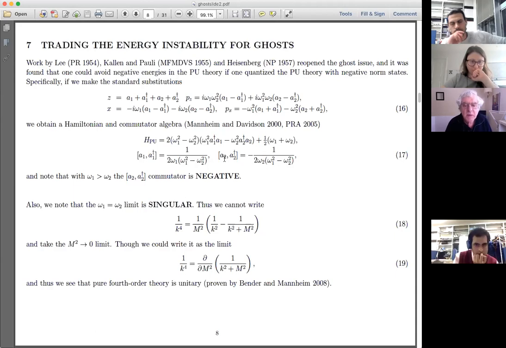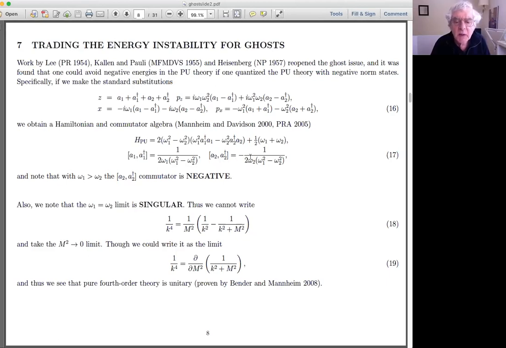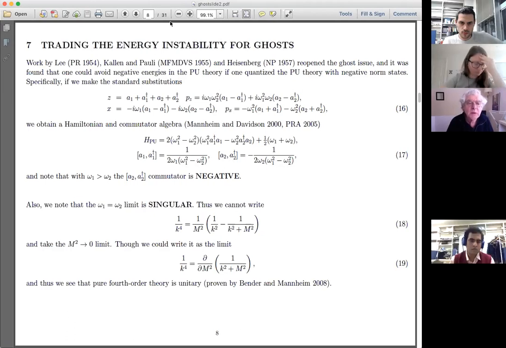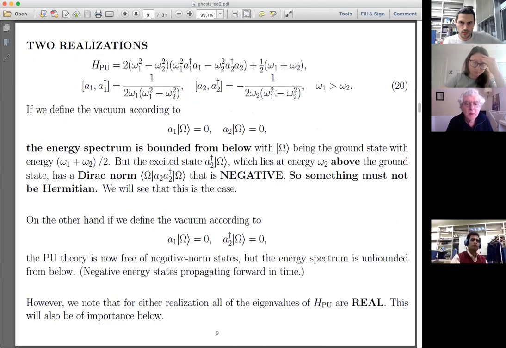A2 annihilates the vacuum, you have negative norms. A2 dagger annihilates the vacuum, you have negative energies, but they are different Hilbert spaces. They don't occur in the same Hilbert space. You can have one or the other, but you don't have to deal with both. But you still have to deal with them. So we've seen there are two possibilities. I'll just state them again. A1 and A2 annihilate the vacuum, or A1 and A2 dagger annihilate the vacuum.